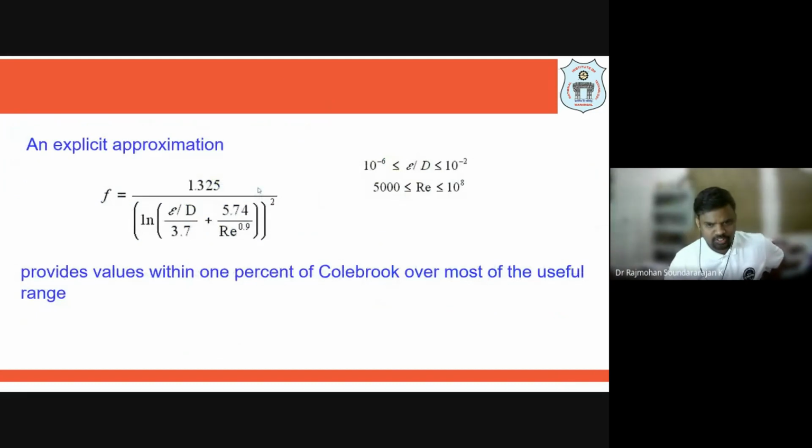Okay, as I told you, these are some of the examples of empirical equations to determine the friction factor. Any empirical equation was derived from experiments done under controlled conditions. For example, they performed the experiment in the range of 5000 to 10 power 8, and the roughness parameter by diameter of the pipe ratio of 10 power minus 6 to 10 power minus 2. They performed this experiment and derived this empirical equation.